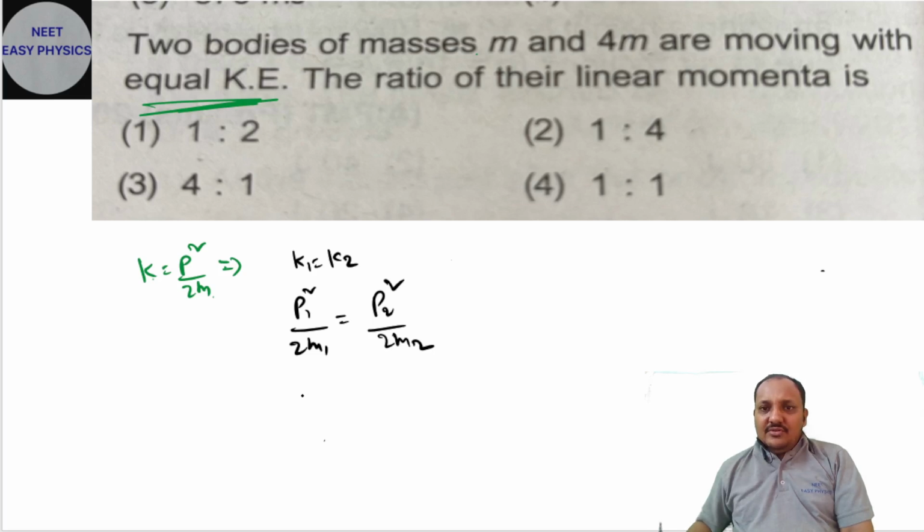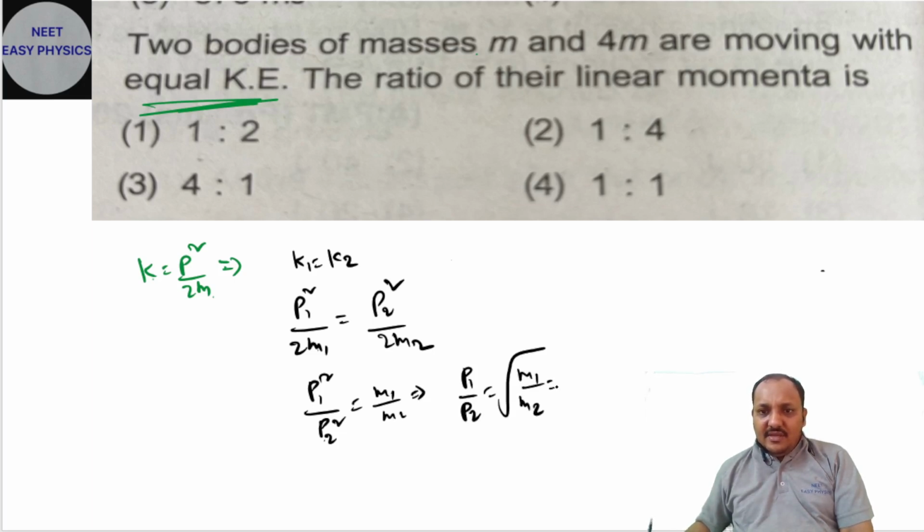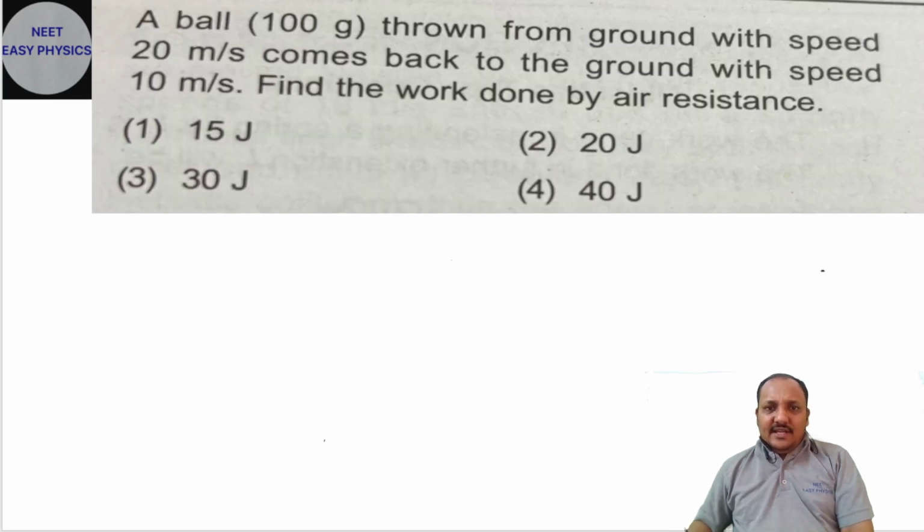So we want the ratio of linear momentum. Therefore, P1 square by P2 square is equal to M1 by M2. That is going to be P1 by P2 is equal to root of M1 by M2. Root of M by 4M, that is going to be 1 by 2. So this is also the first option, 1 is to 2. That was the kinetic energy and momentum ratio. Now see the next problem.